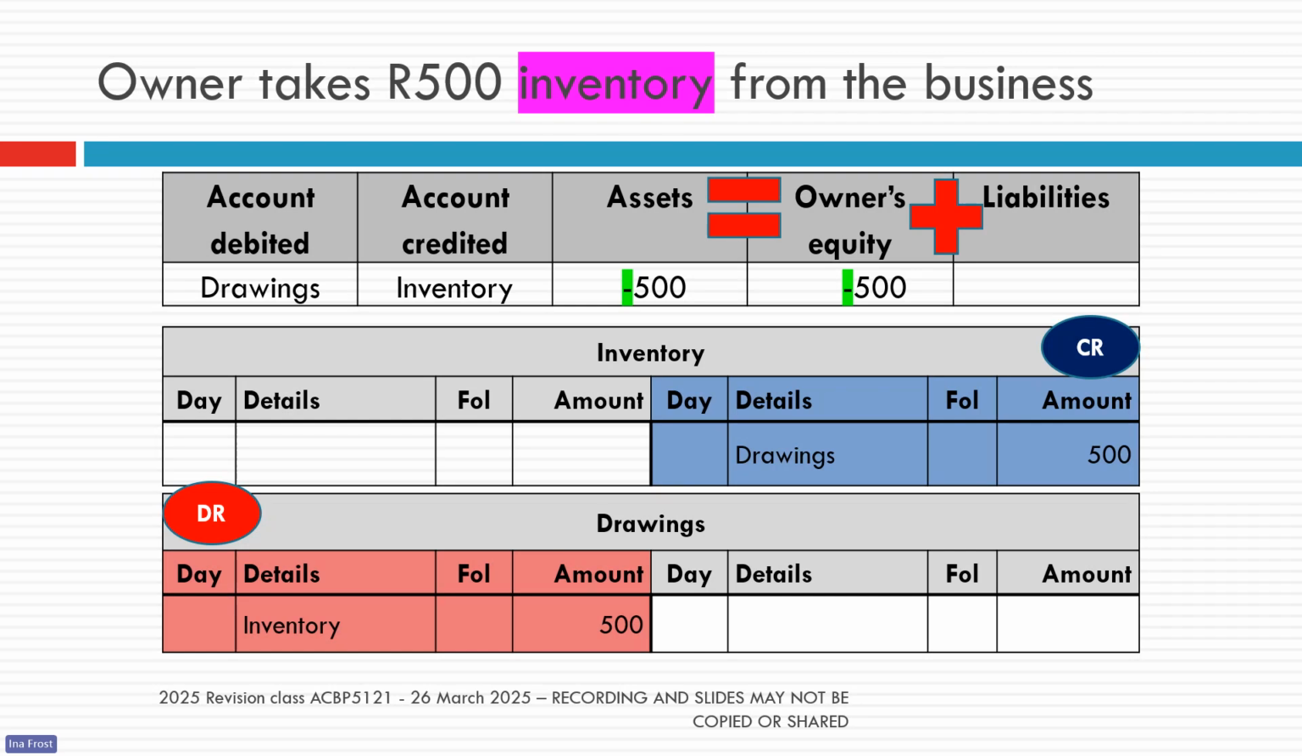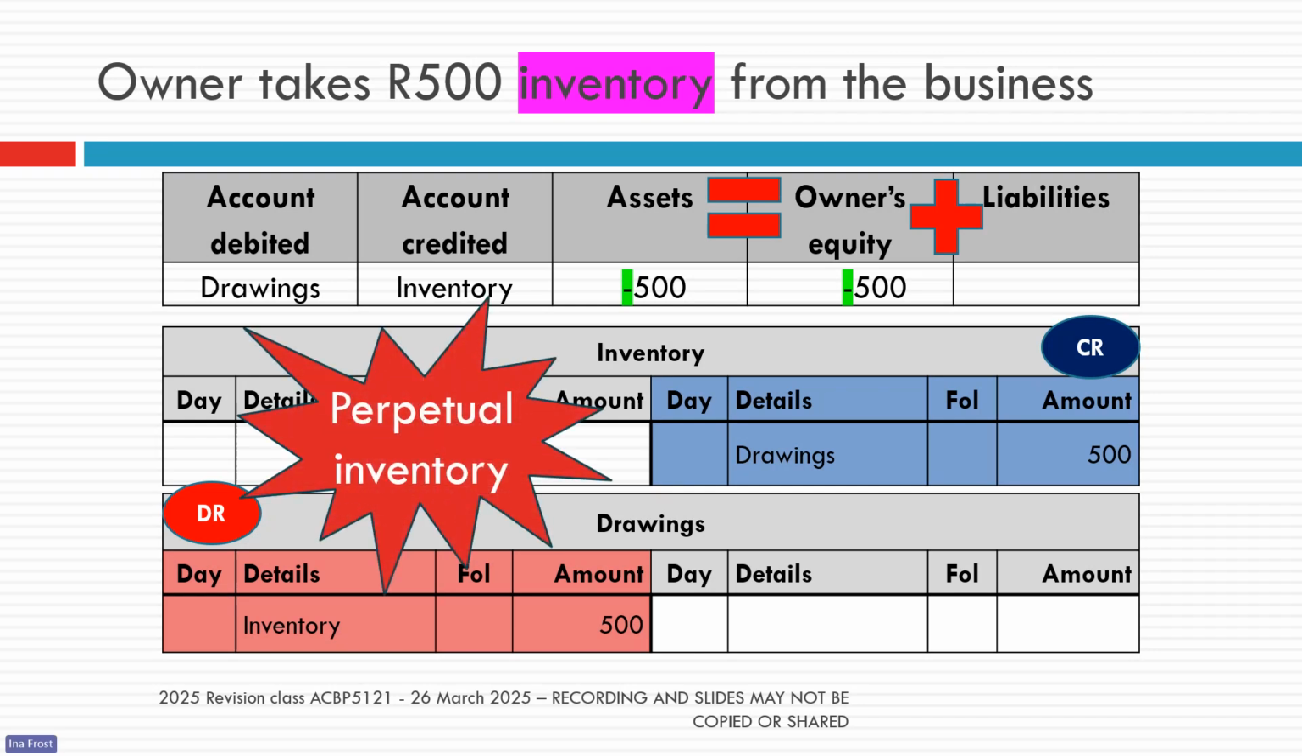Again, you can see that the transaction leads you to the account names because we're talking about an owner taking something. So we immediately know if the owner is taking, that's drawings. And then what is the owner taking? Oh yes, the owner is taking inventory. So make sure you analyze each of your little transactions and see, can I see the 2 general ledger accounts from the transaction?